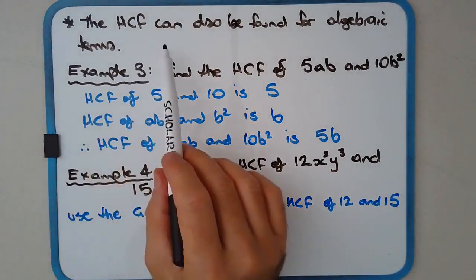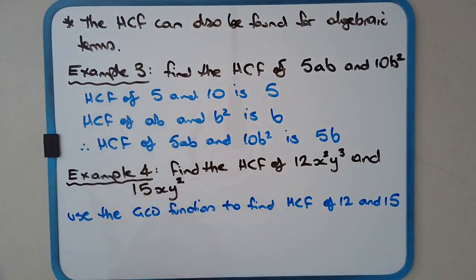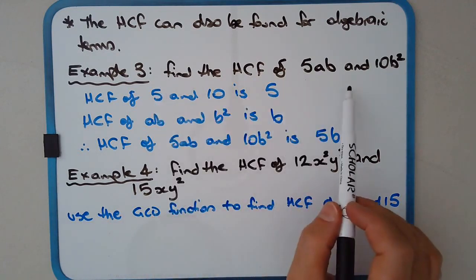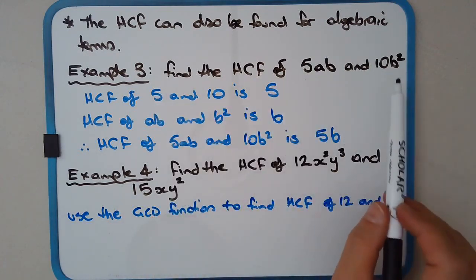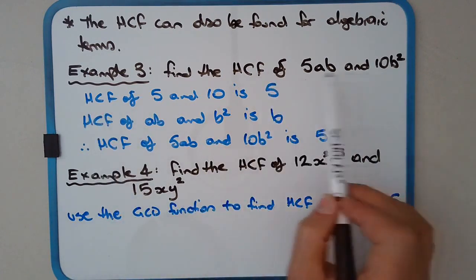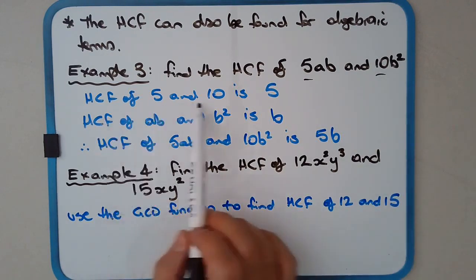So the HCF can also be found for algebraic terms, as I mentioned earlier. Example number 3. Find the HCF of 5ab and 10b squared. Step number 1. We're going to find the HCF of the numbers only. So we have a 5 and a 10. Okay, so these two. HCF of 5 and 10.